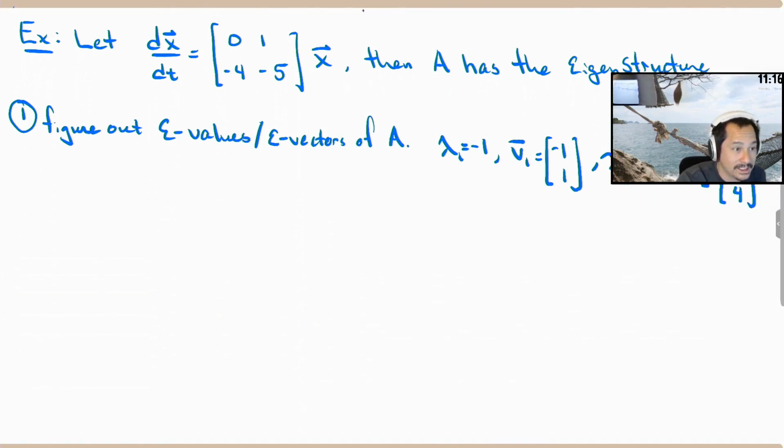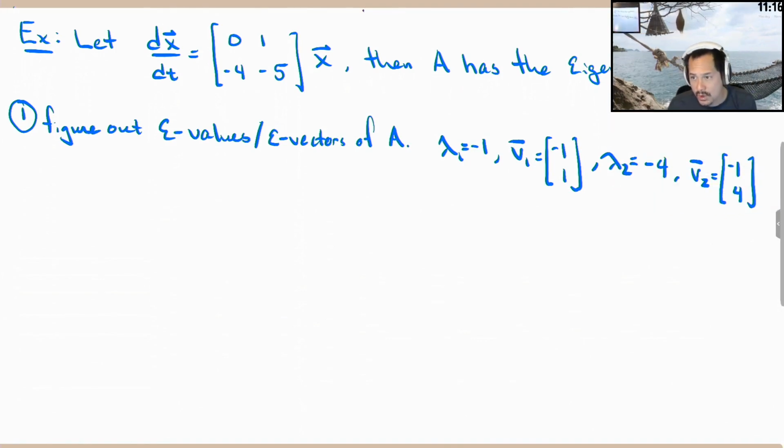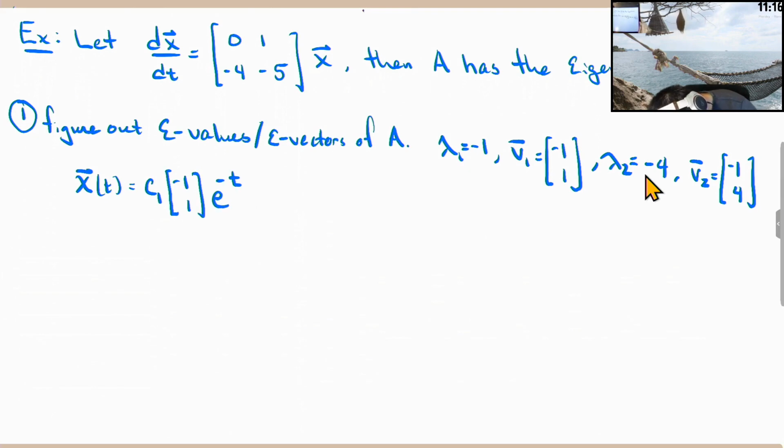And so with that eigenstructure, let's just write down the solution. What do I have? I have 2 eigenvalues. They're real, they're different. And so I should be able to write down my general solution, x of t is equal to C1, eigenvector 1, which is -1, 1, e to the eigenvalue 1, which is e to the -t, plus C2, eigenvector 2, e to the eigenvalue 2 t. There's my solution. Okay.